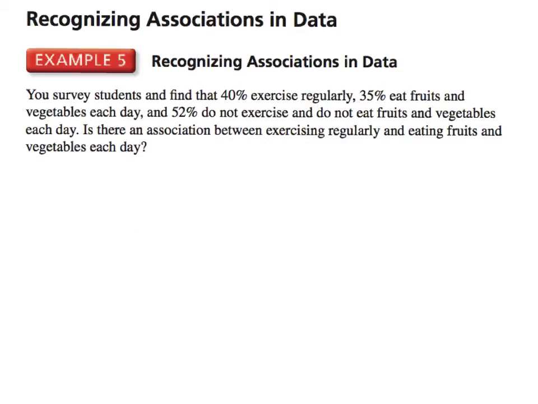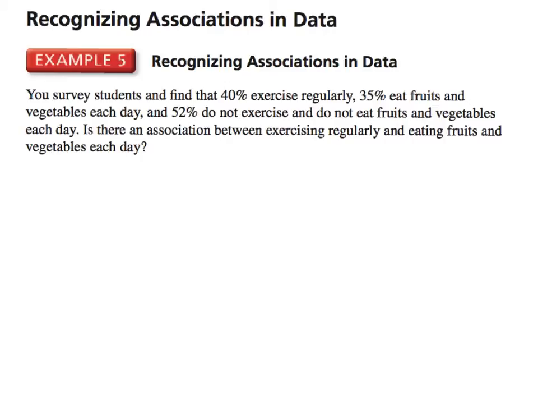So, recognizing associations in data. In example 5, we want to recognize what we're looking at. What associations are we talking about? So let's say we survey students and find that 40% exercise regularly, 35% eat fruits and vegetables each day, and 52% do not exercise and do not eat fruits and vegetables each day. Is there an association between exercising regularly and eating fruits and vegetables each day?